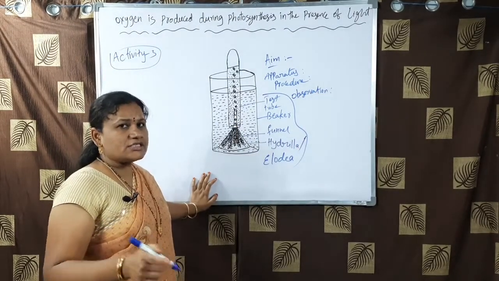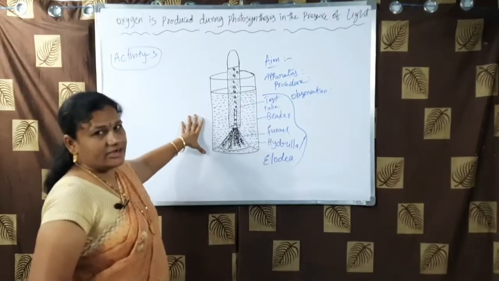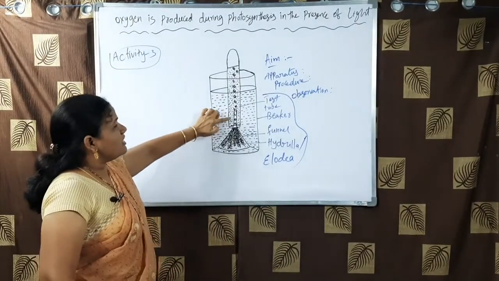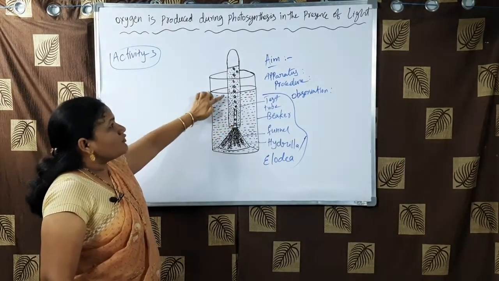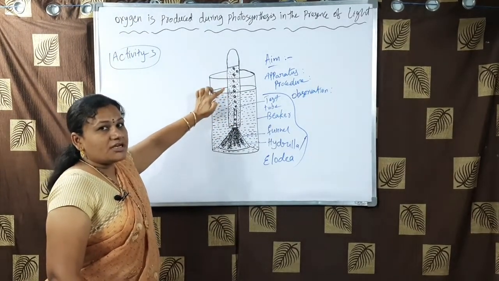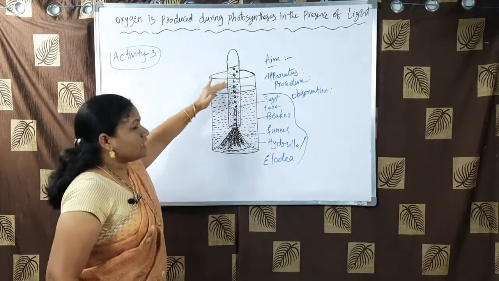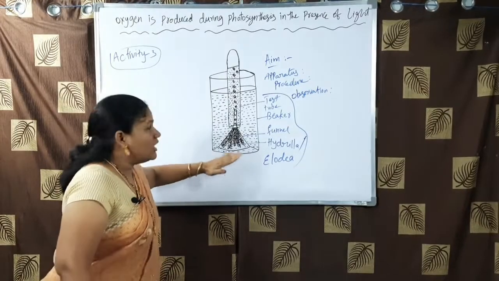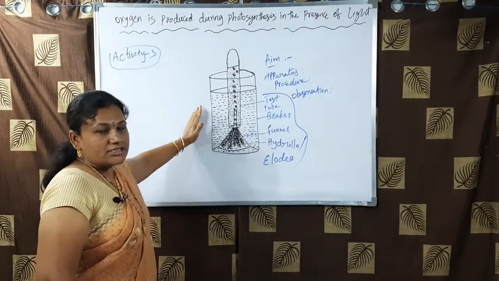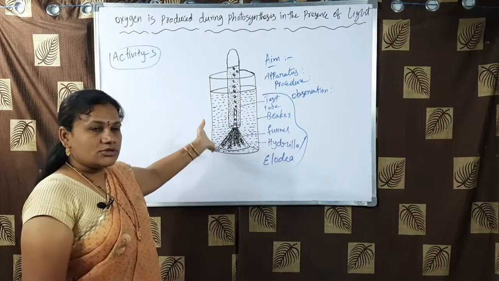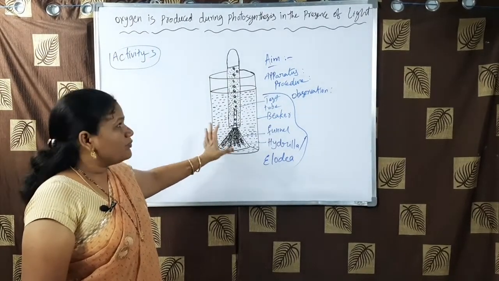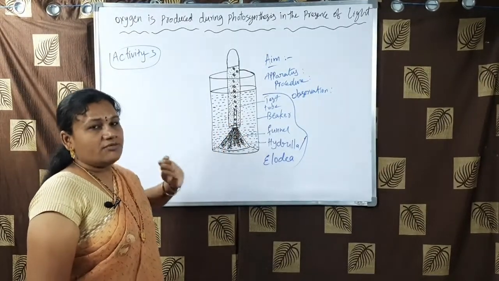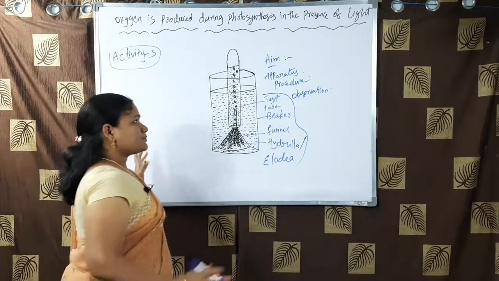Next one, observation. After 2 to 3 hours, what you will observe in this setup is that some kind of gas bubbles are evolving from the stem of the funnel. As the gas bubbles evolve more and more, the water level in the test tube goes down and the water level in the beaker increases. Those changes you observe in the apparatus which you kept in sunlight.